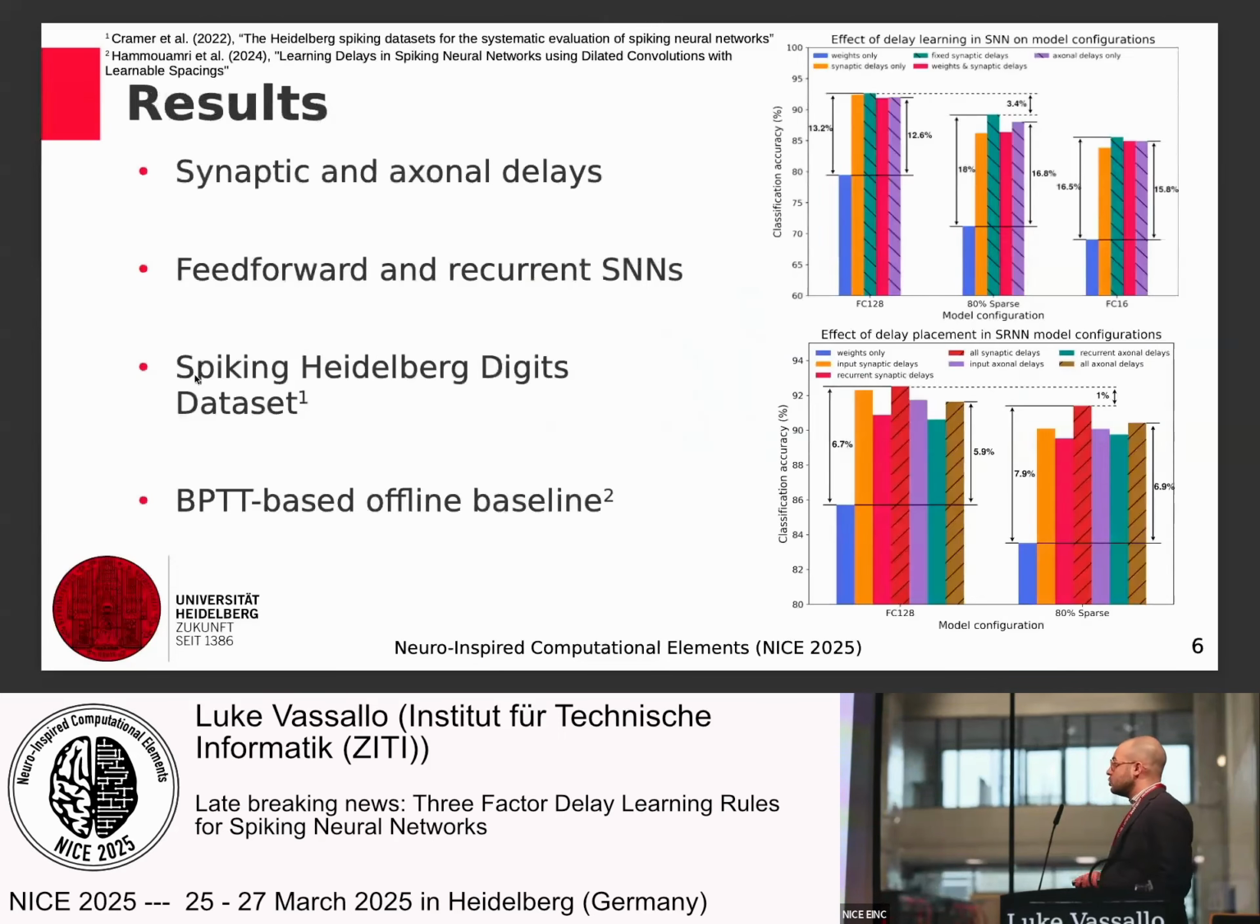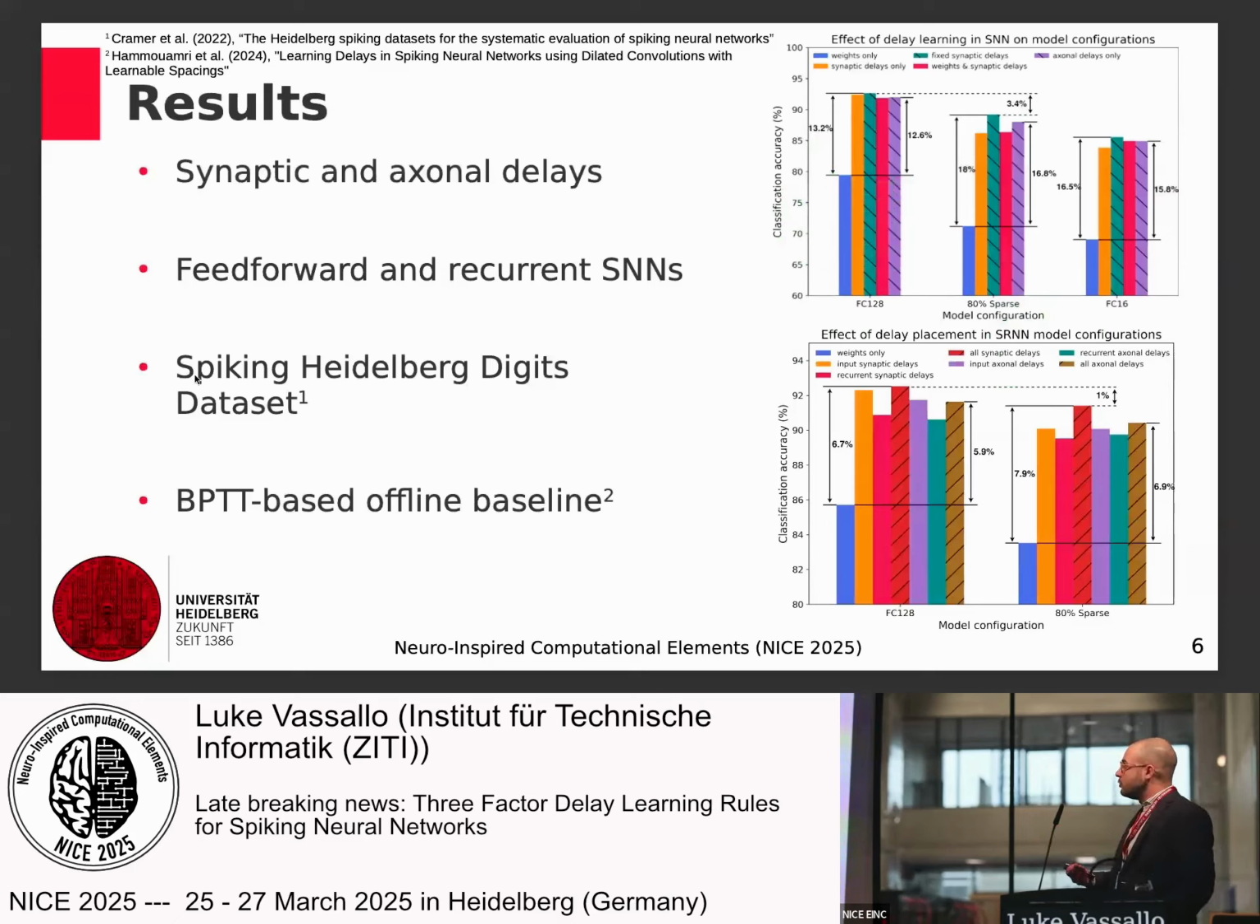We apply these rules for synaptic and axonal delays and investigate their effects in feed-forward and recurrent networks, using the spiking Heidelberg digits dataset. The figure on the top shows this for the feed-forward network. By adding the synaptic delays or the axonal delays, we can get a roughly 13% improvement in classification accuracy. But the problem is that we cannot distinguish whether the learnability of the delays makes a difference versus adding them fixed and non-learnable.